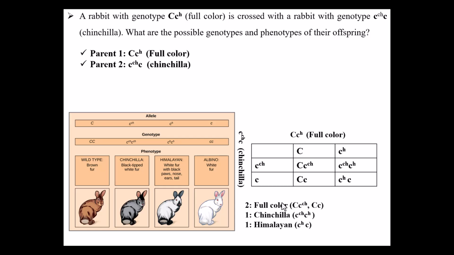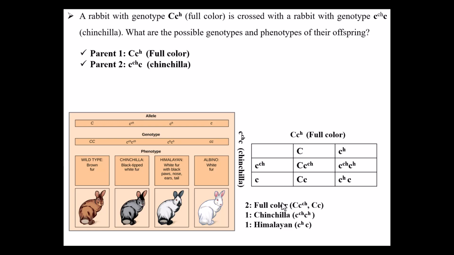If we make a cross between these two genotypes, we're going to find, as you see in the table, it's obvious, two full color. How are we going to know that there are two full colors? You see, we have the full color allele at the top, and on the left we have the chinchilla. C capital is the allele for full color. It means if it comes with any other allele, it would be a full color.